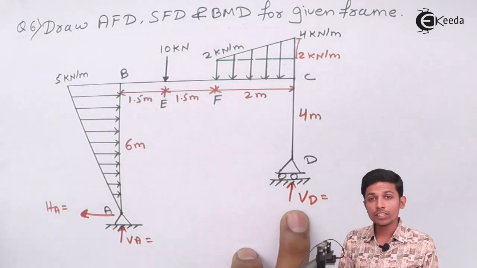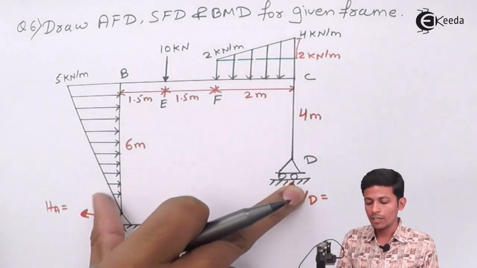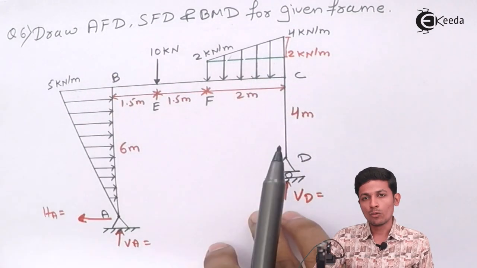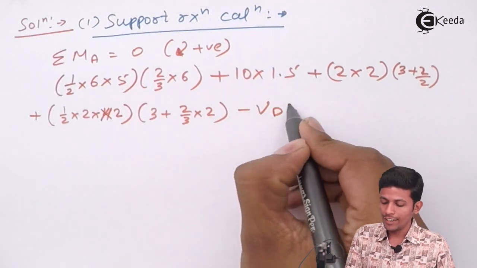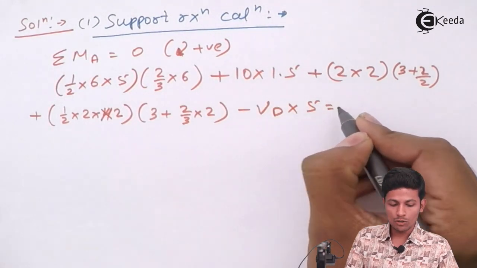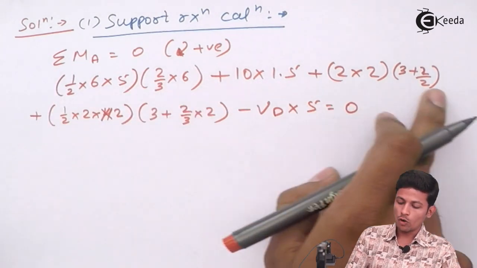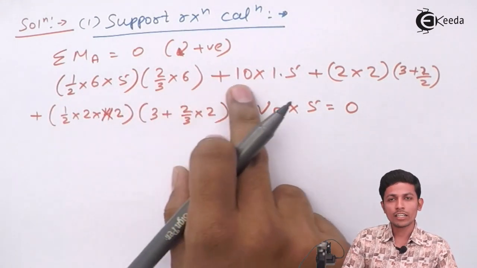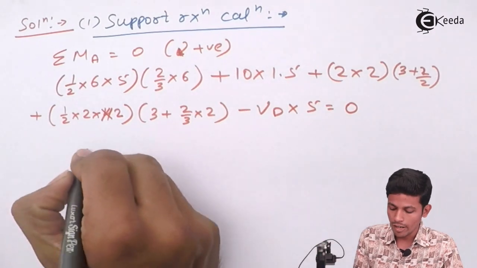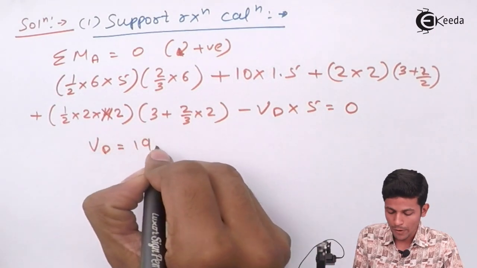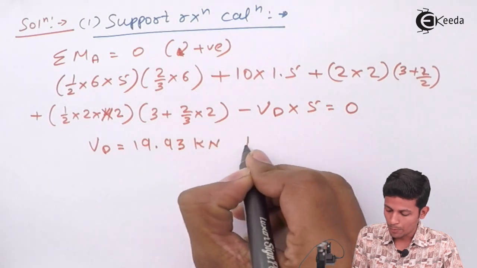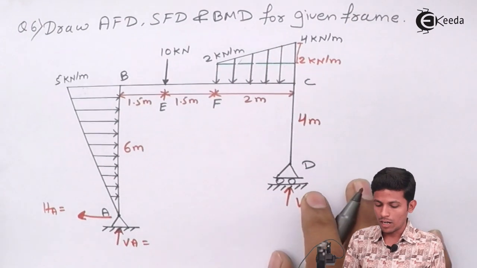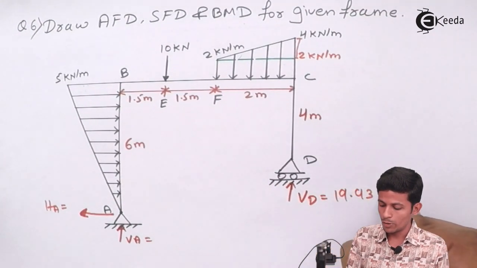Now what we have to know, the unknown is VD. VD into this distance, this distance will be 5. See, this will come like this. This is rotating anti-clockwise, so minus sign. Minus VD into 5 is equal to 0. While solving all these values, directly put them in the calculator and solve, and you get the value of VD will be 19.93 kilonewton upward. Update it over here, 19.93 kilonewton.